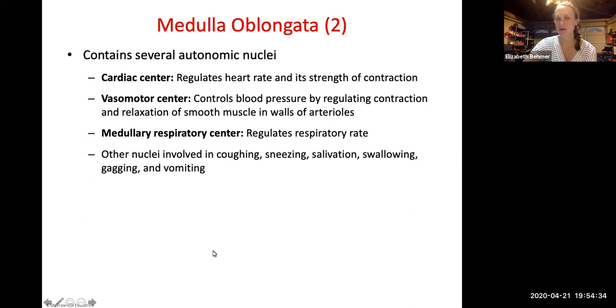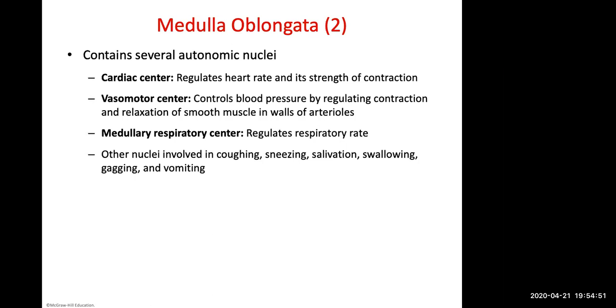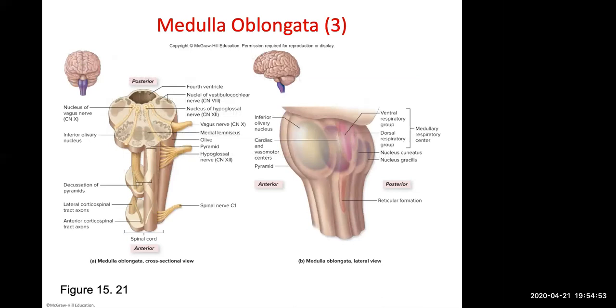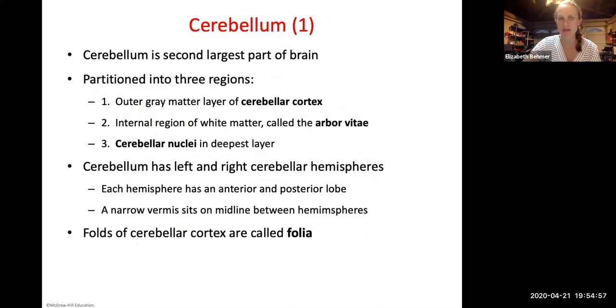I know it seems like we're going a lot here, but I don't ask you guys to know much else. Medulla oblongata nuclei are involved with coughing, sneezing, salivation, swallowing, gagging, and vomiting. So that will be some of the autonomic nuclei, autonomic nervous system control. Okay, let's keep going then.